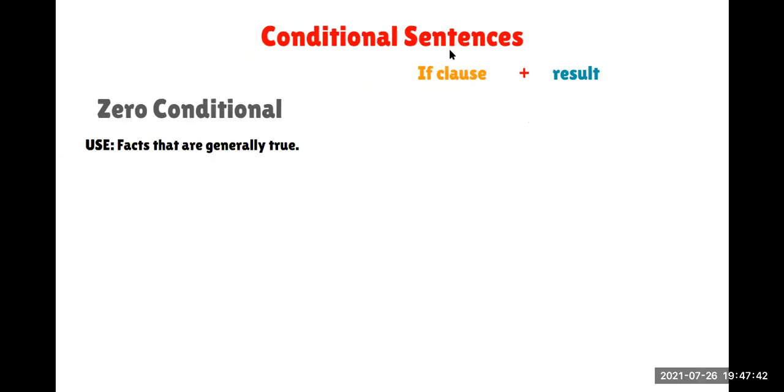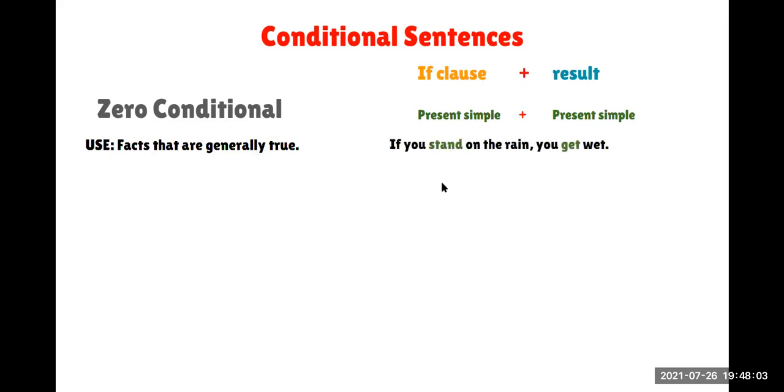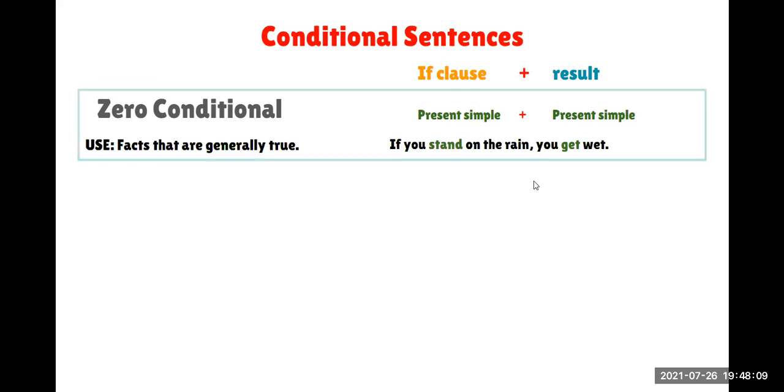And do you remember how we form the zero conditional? With the tense in present. Okay, we use the present tense in both parts of the conditional sentence, right? The present in the condition and the present in the result. Okay, and here we have an example that we have seen before. If you stand in the rain, you get wet, right?